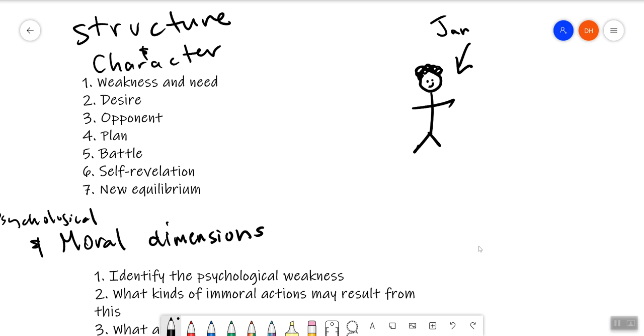Now, by linking the opponent to the hero's needs and desires, you put them into direct conflict. Now, this is crucial in a story. There has to be direct conflict between the character and the opponent throughout the story in some way.